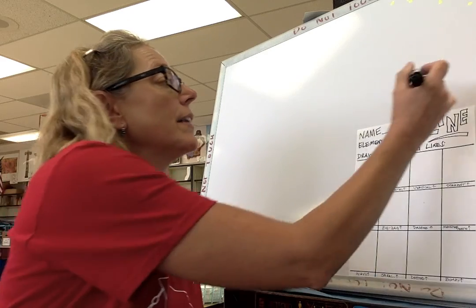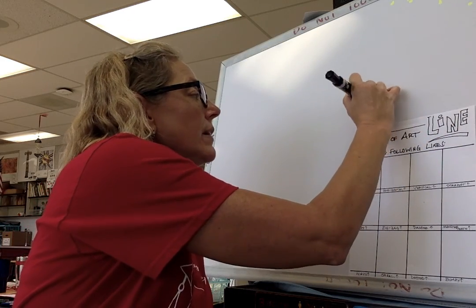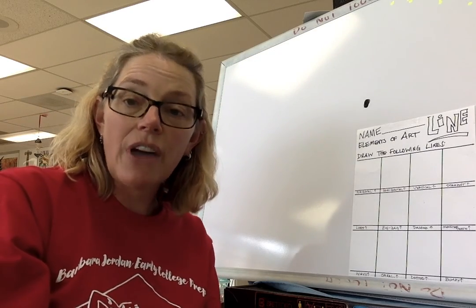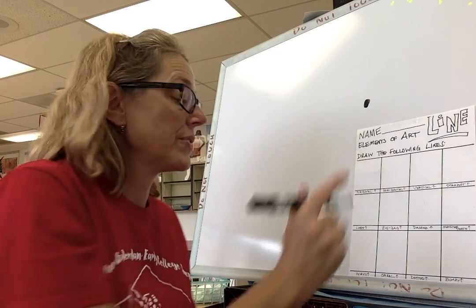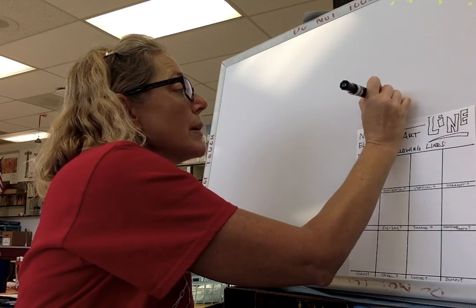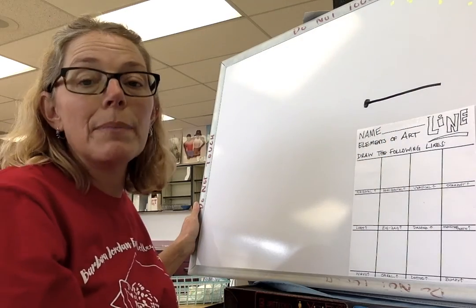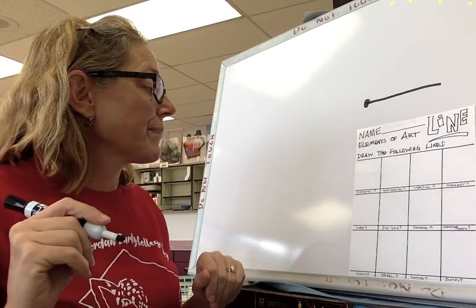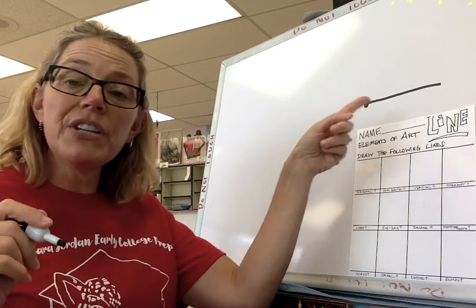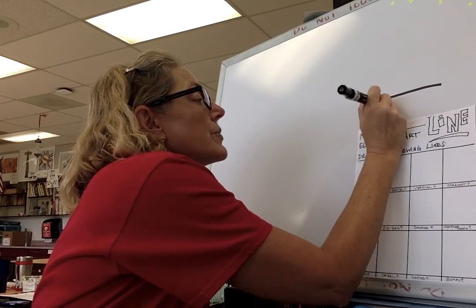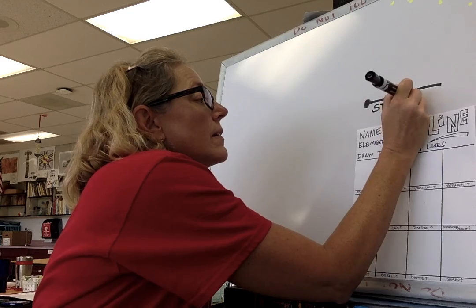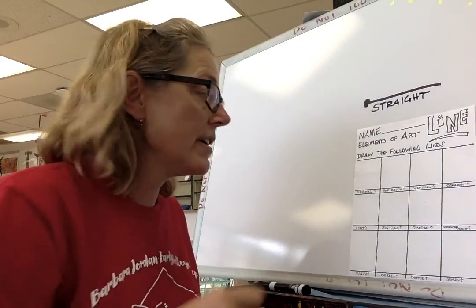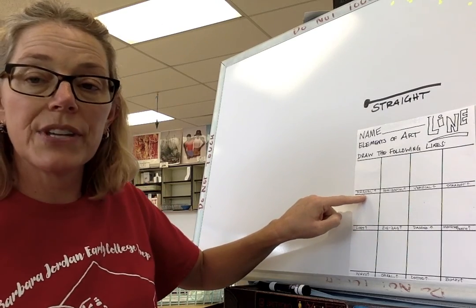What is a line? So if I start with a dot, a line is just a dot or a point that moves. So for example, there's my dot. And it moved and became a line. That's all it is. So that is a good example of a pretty straight line. So I'm going to label that one straight. Now, on our first square, it says diagonal.